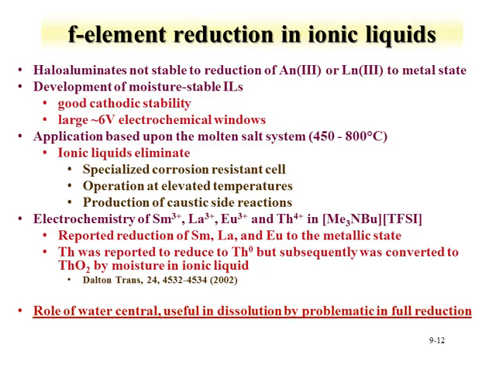Some of the advantages that one would have using ionic liquids compared to the molten salts are listed here. The ionic liquids eliminate the corrosion resistance that is necessary for a high temperature molten salt system. They can operate at elevated temperatures, in other words, on the order of 100 degrees, but not the temperatures that are necessary for the molten salt system. And the molten salts also produce caustic side reactions, whereas in the ionic liquids those are eliminated.